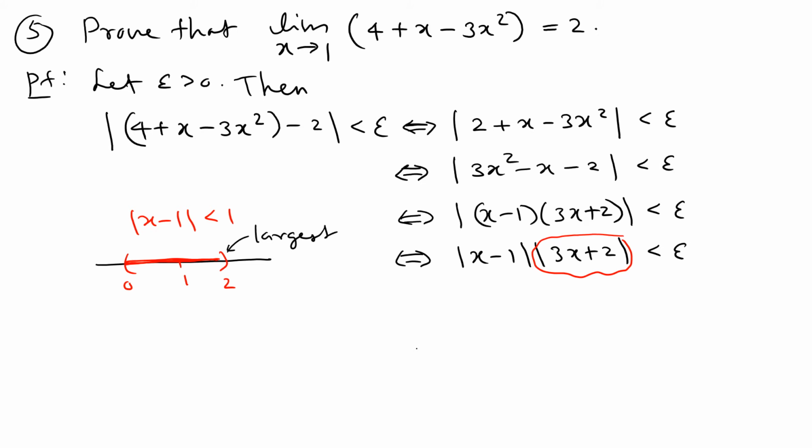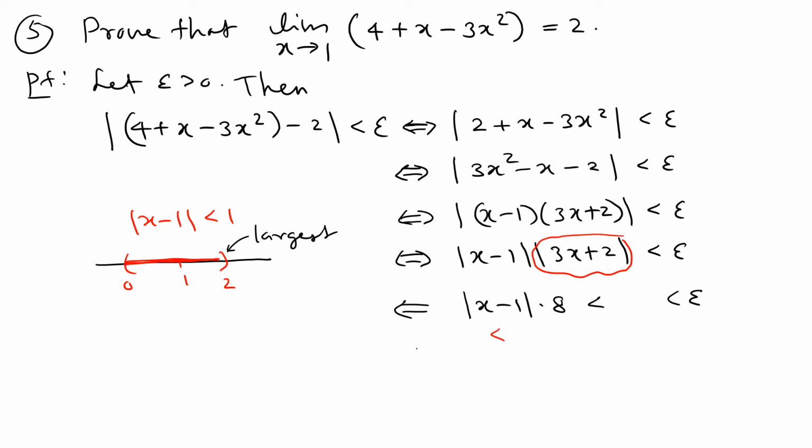If you pick the largest value, x equals 2, you get 3x plus 2 equals 8. So now we have only a single implication, going to the left side. If we pick the largest value of 3x plus 2, which is 8, we want to make sure we pick a delta so that 8 times delta is smaller than epsilon. So we're going to pick a smaller delta.